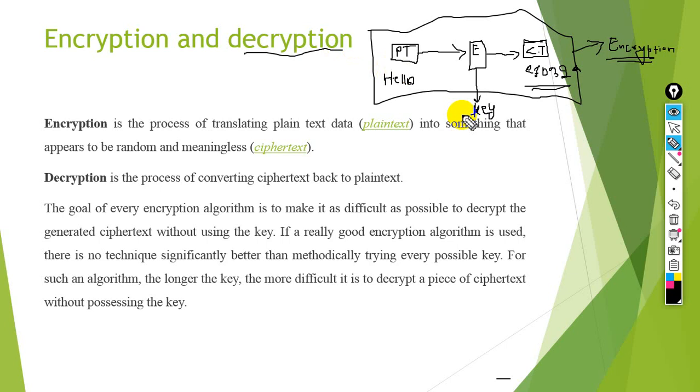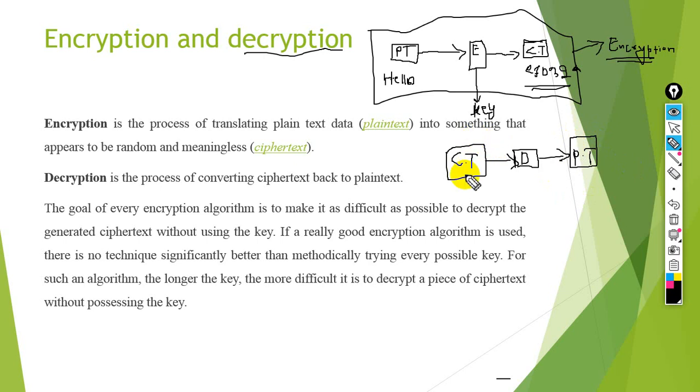When we have cipher text and we convert the cipher text, D means decrypt, to plain text, here the process is reversed.